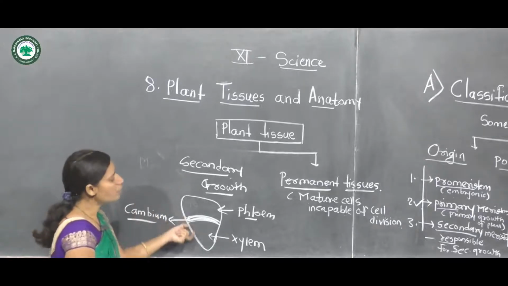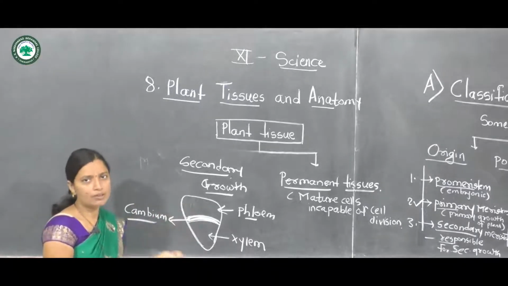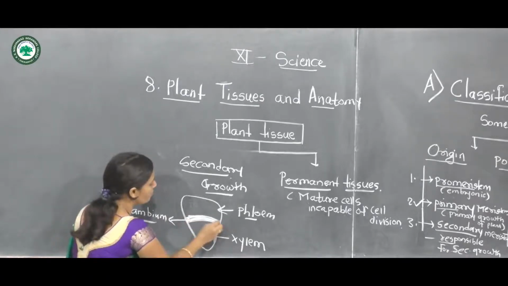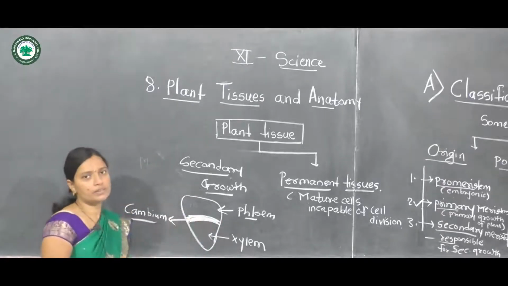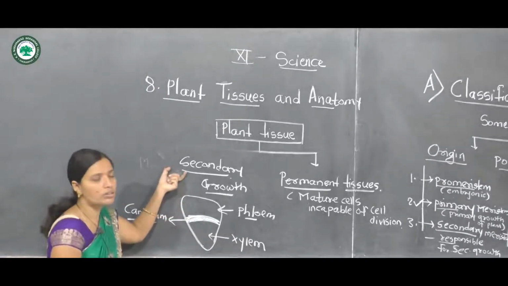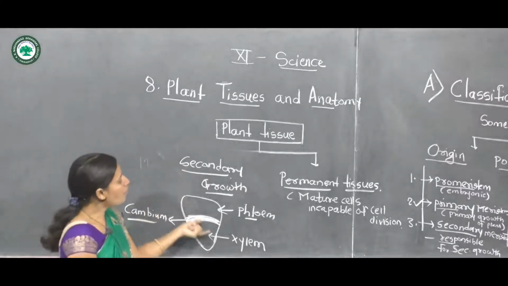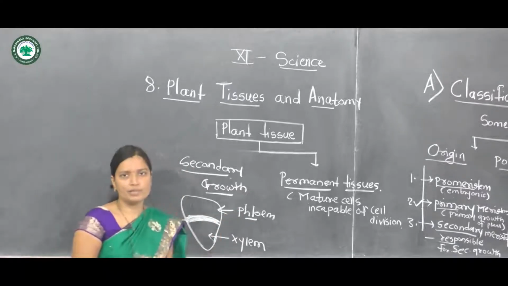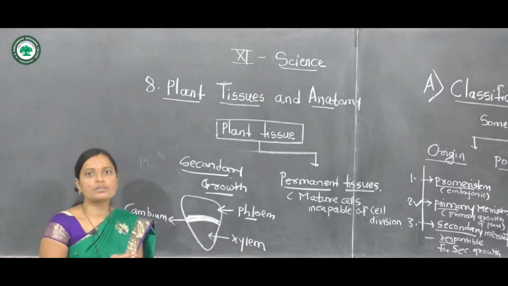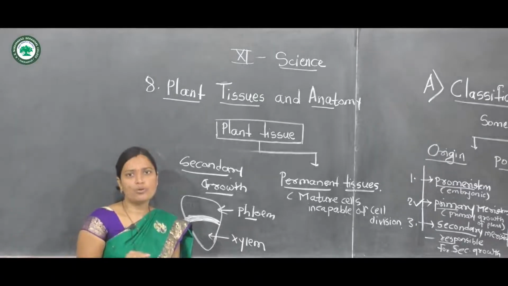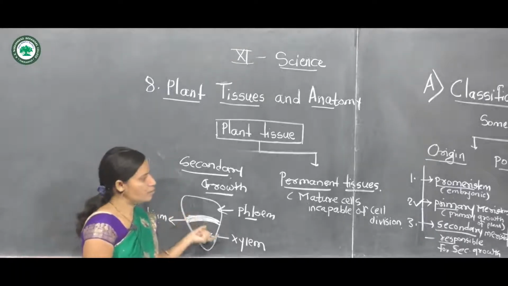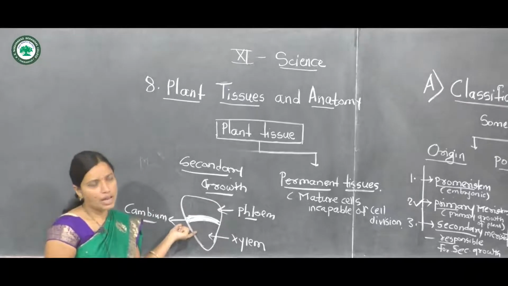When secondary growth is present in some plants, in dicot plants, the cambium is found in these vascular bundles. This cambium ring is present in the vascular bundle, and this is called secondary growth. But in monocot plants, only the xylem and phloem are present and the cambium is absent, and that's why secondary growth is absent in monocot plants. In dicot plants, secondary growth takes place because of the presence of the cambium.